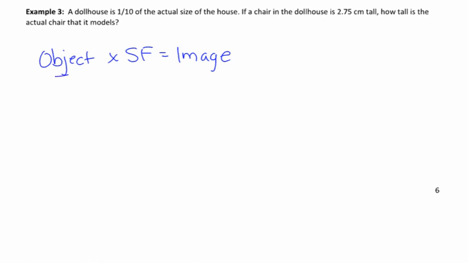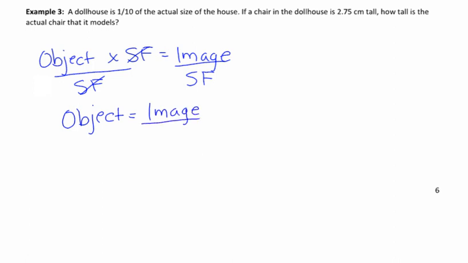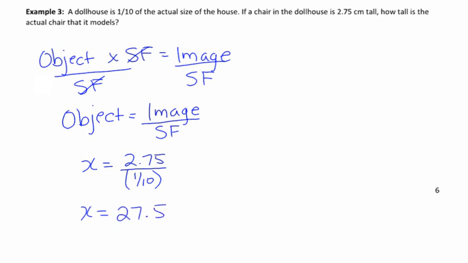So to solve for your object, you'll divide both of these by your scale factor. So our object is equal to our image divided by our scale factor. So what is my object if my image was 2.75 centimeters and my scale factor is 1/10? 27.5 centimeters in real life.